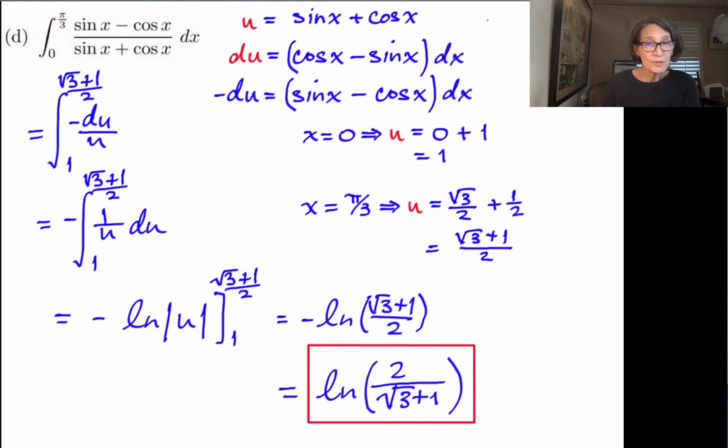When choosing a substitution, you're looking for an inside function inside of a composite where the derivative of the inside is also someplace nearby. All right, I'll see you in some other videos.